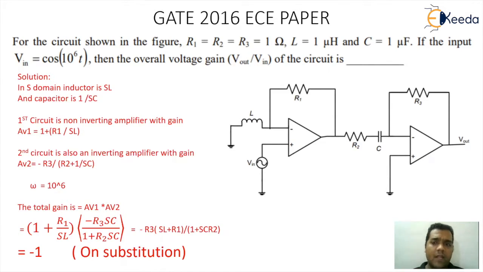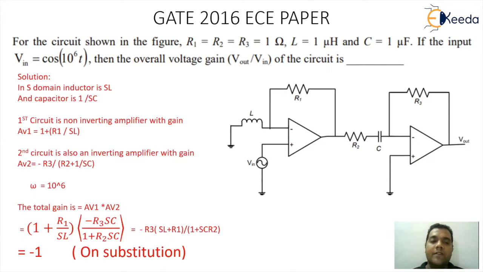And instead of R1 here, we have an impedance which is a series combination of R2 and a capacitor, which will be 1 by SC. So the gain value will be minus of R3 divided by R2 plus 1 by SC. Since the input is given as cos of 10 raised to 6 t, the omega can be taken as 10 raised to 6.